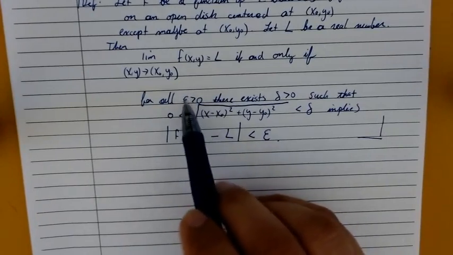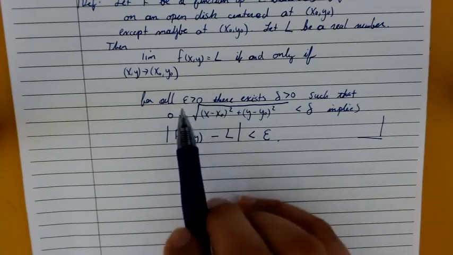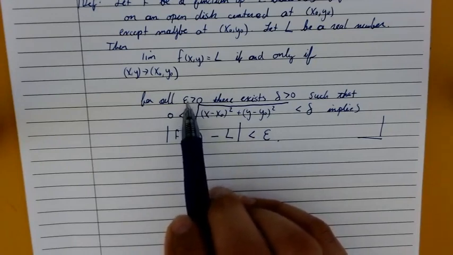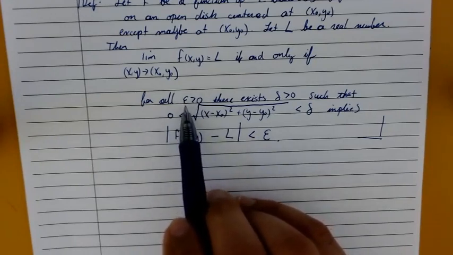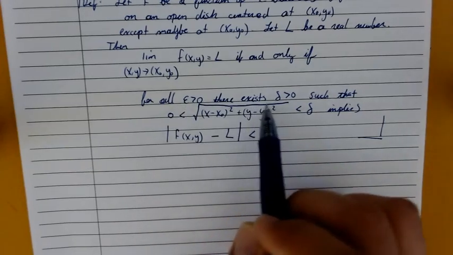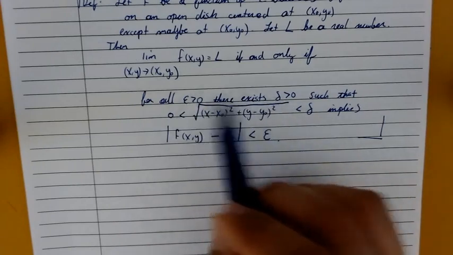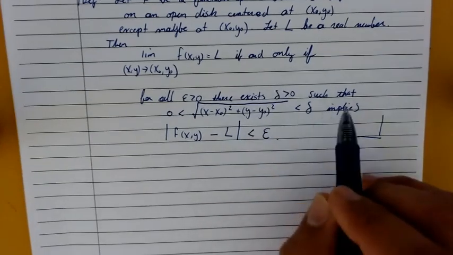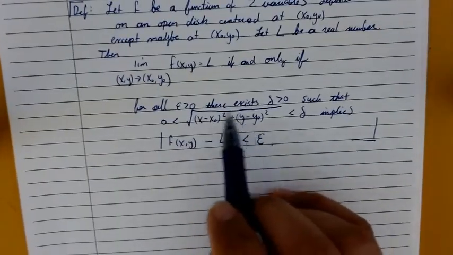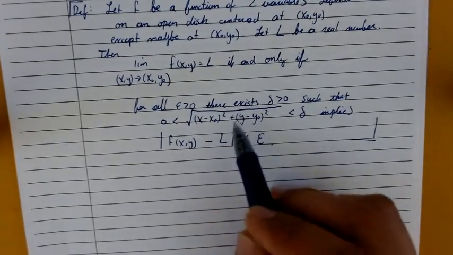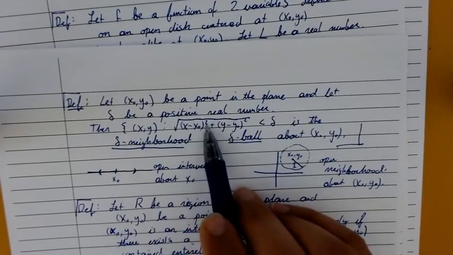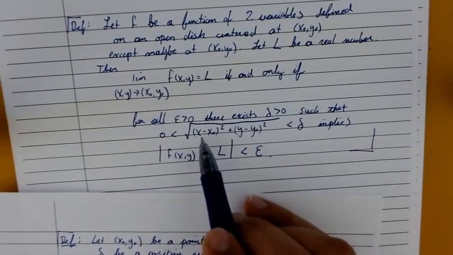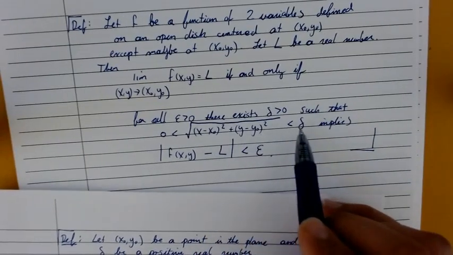Now here, that's just some positive number. But generally, when you use epsilon, the implication is that it's a very small positive number. Yeah, it could be 1 million, but it's probably 0.0000001, something very small. There exists a delta greater than 0. Same thing, epsilon and delta, they're both positive numbers, but it's implied that they're both small. Such that, well, we saw this as part of an earlier definition: the square root of x minus x naught squared plus y minus y naught squared is less than delta.